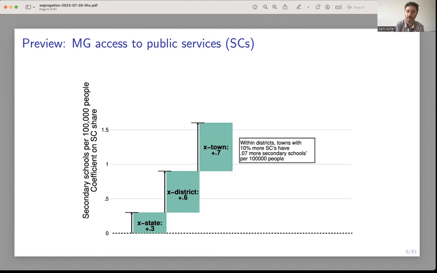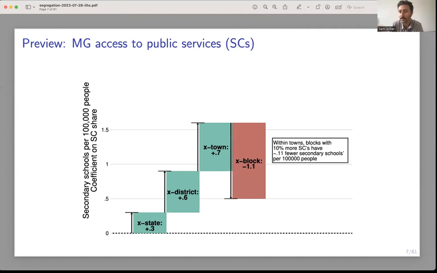When we then look across towns within districts, we see that even towns within districts, and the average district has about 10 urban places according to the census, they have more secondary schools as well than the same towns or sort of other towns in the same district that have fewer SCs.